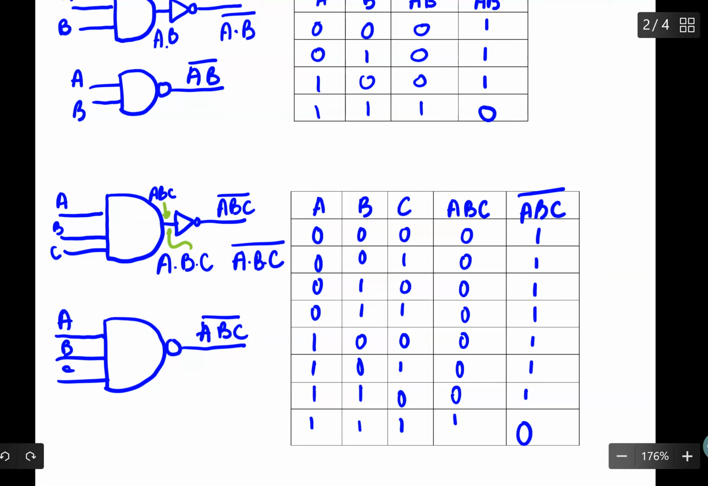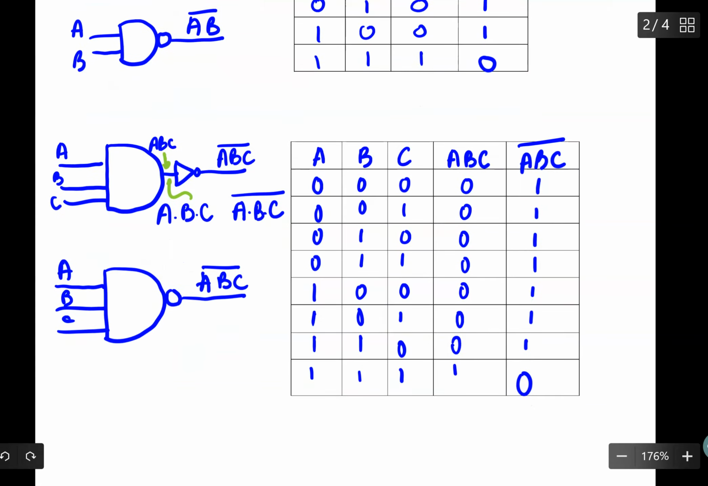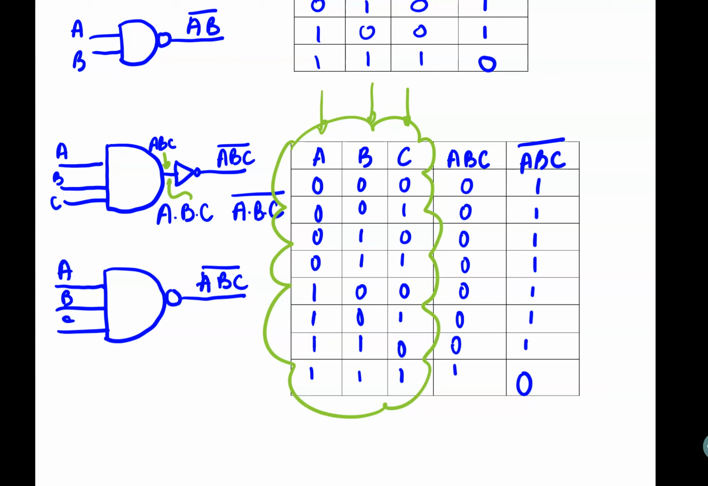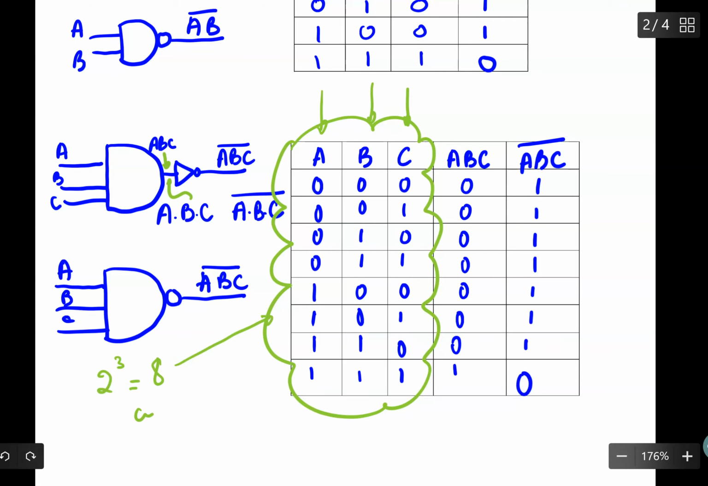Alright, okay. A reminder to everyone: if you write your combination of 0 and 1 in this pattern, you will not miss any combination of 0 and 1. Because don't forget, 2 to the exponent 3 will give me 8, and I must have 8 combinations of 0 and 1.